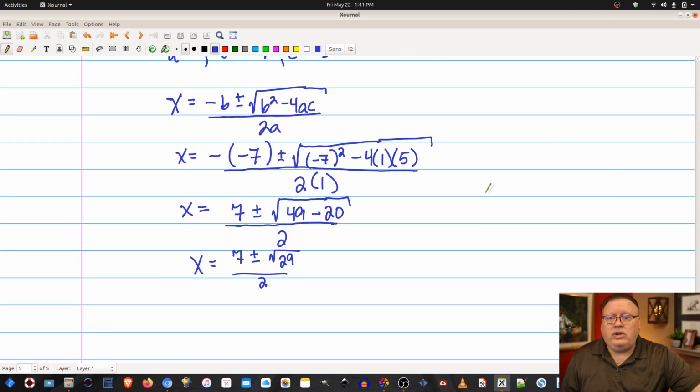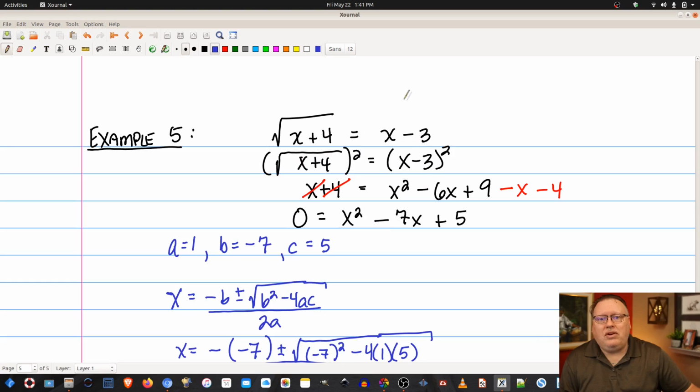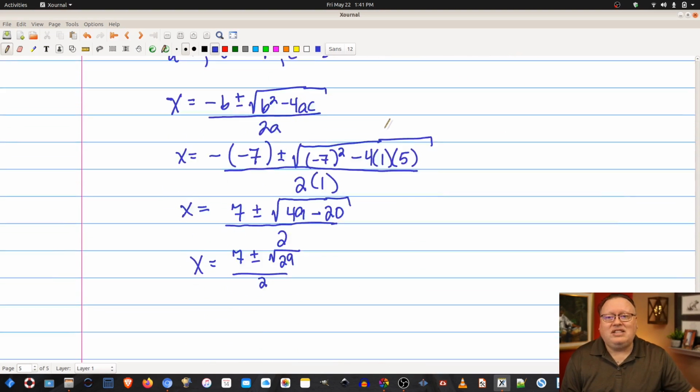So what we want to do is look at this, and I'm going to look at my two x values first. Because if you look up here, I have x minus 3. If my x value is negative, then I most definitely end up with a negative value on the right-hand side. So let's see what we end up with for our x values.